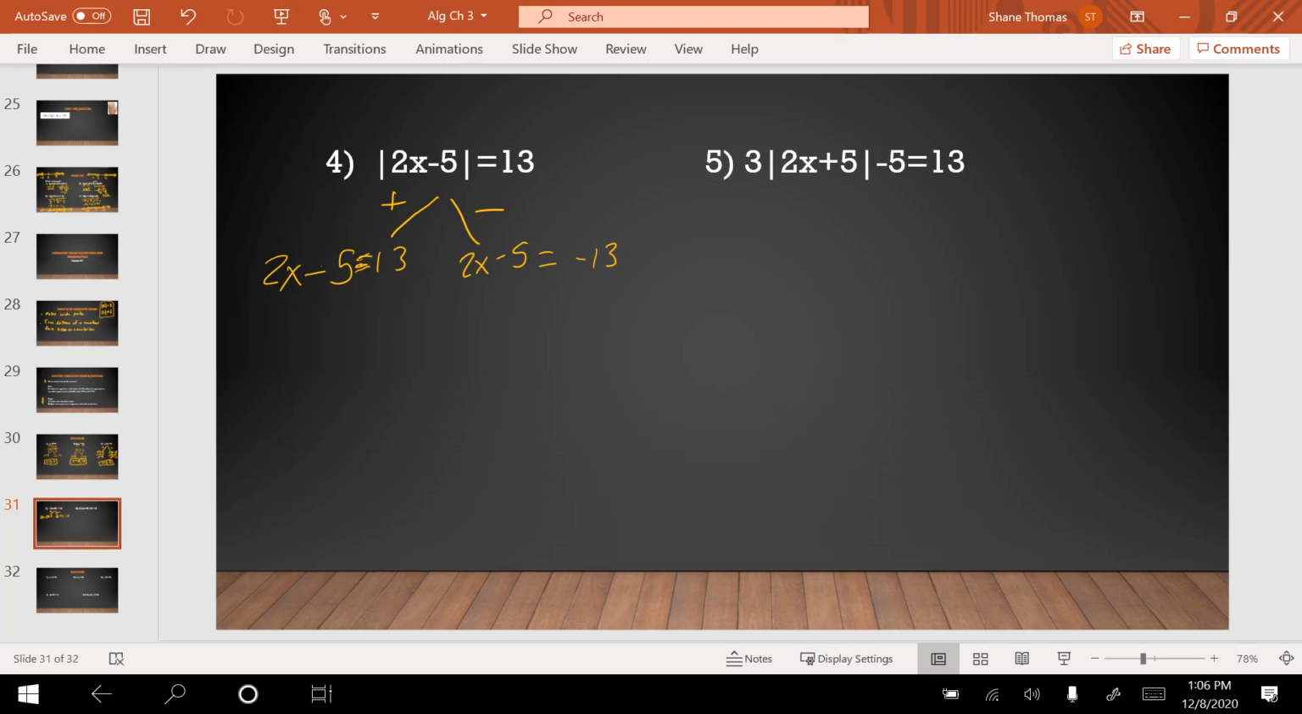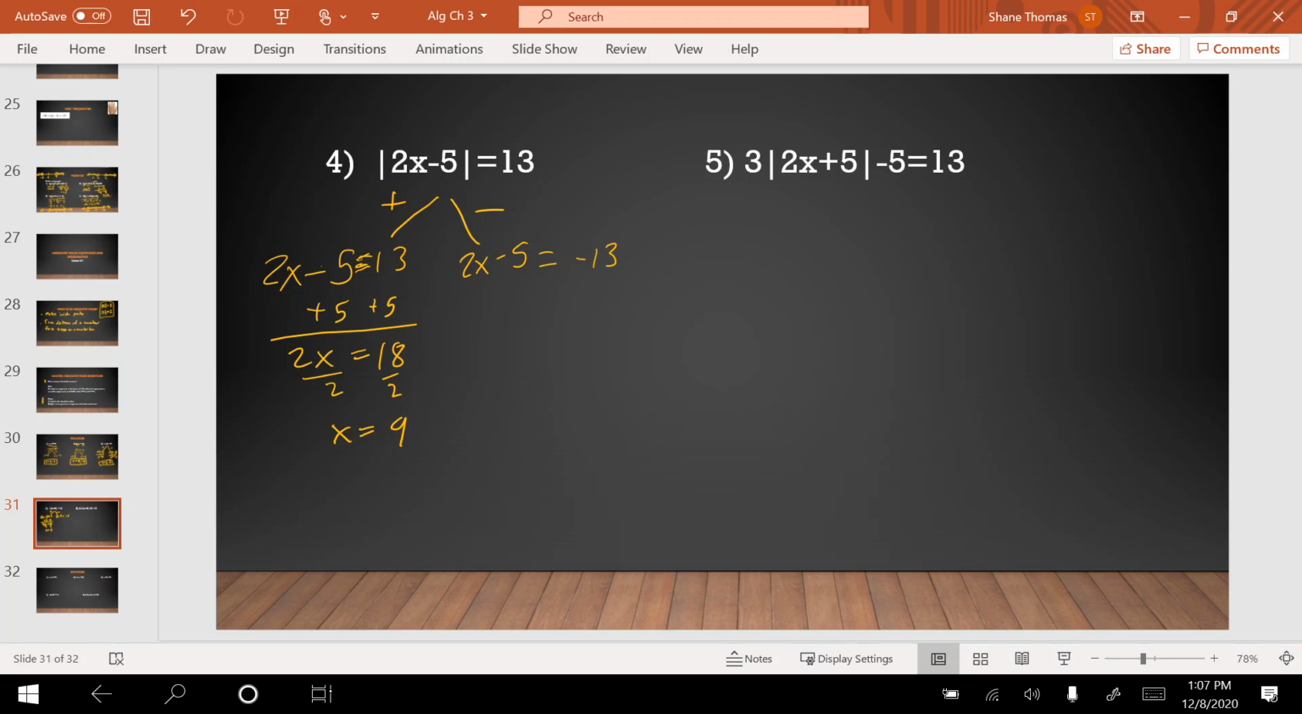So it looks like I have to do what? Add a 5? Let's add a 5 to both sides. And I have 2x is equal, what's 13 plus 5? 18. Now divide both sides by 2. X equals 18 divided by 2? Not 6. 9. There we go. Okay, x is 9. That's the first one.